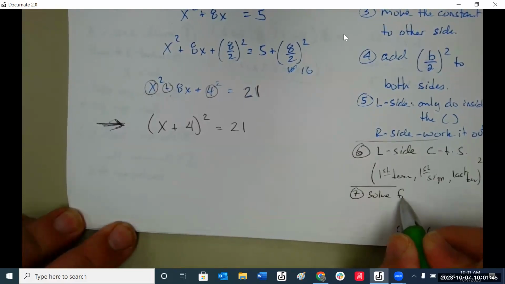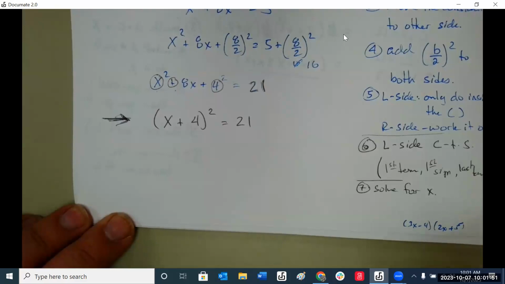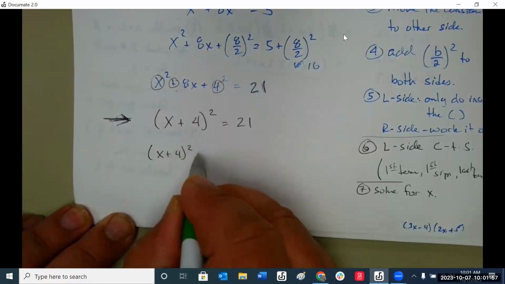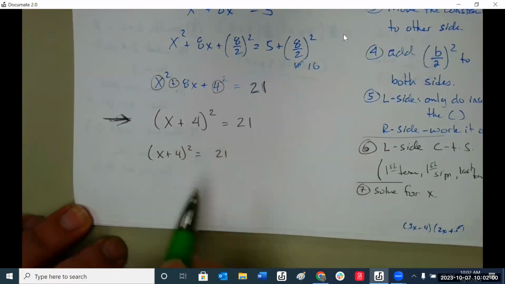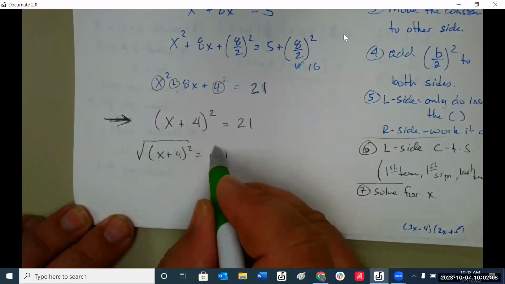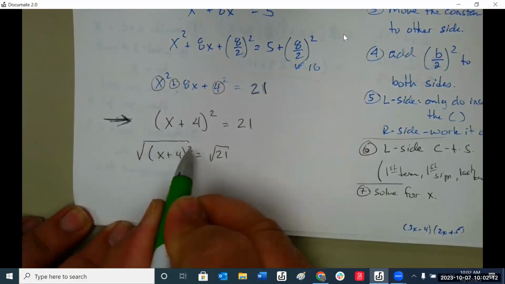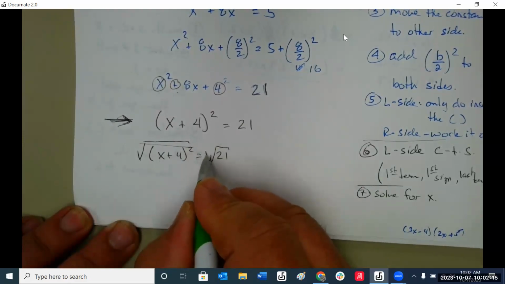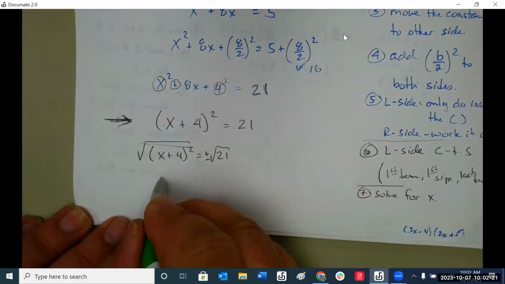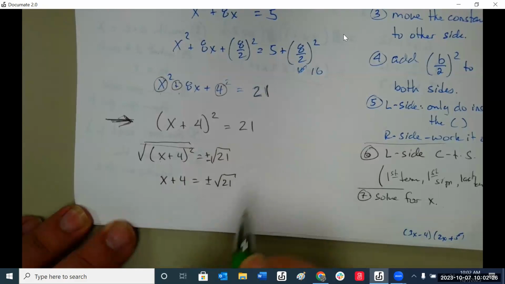Now, solve for x. The way we would solve for x in this case, we have to get rid of the square, since the x is inside. We square root both sides. Since you square rooted something that's squared, you have to put a plus or minus in front of the other side, because it can be positive or negative. x plus 4 equals plus or minus square root of 21.